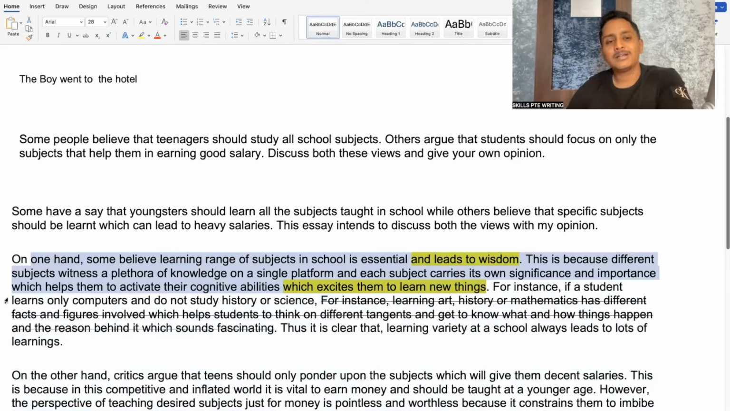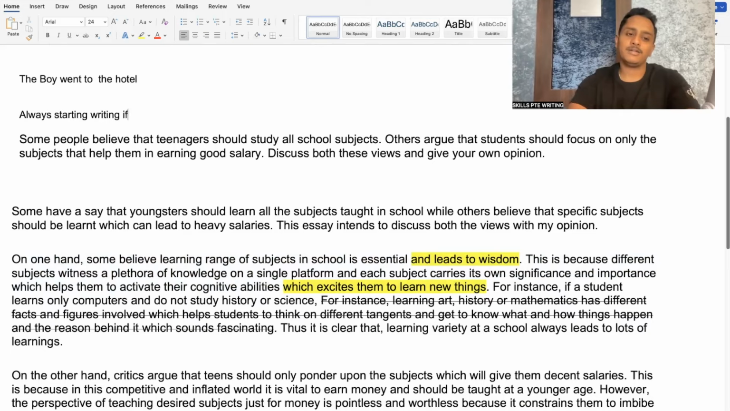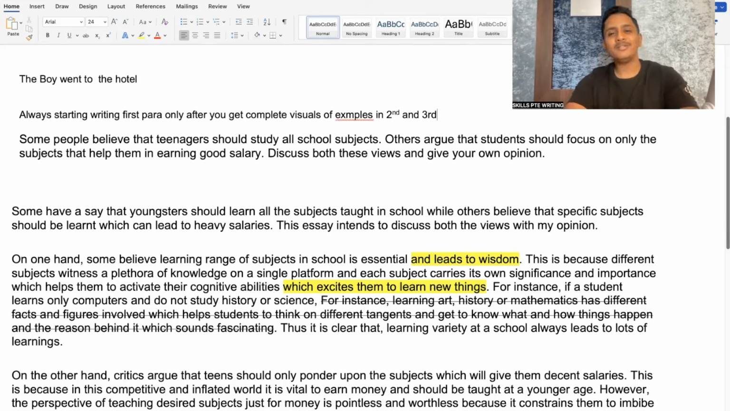Always start writing only after you get the clarity of example. I repeat it. Always start writing the first para only after you get complete visuals of examples and the second and third para. That's how I do it. So then I'll be confident, stress-free. I can enjoy writing. Otherwise, while writing the first para, my mind will be thinking, second para, what to write? Example is so difficult to write. Once you get the clarity, once you have an instance, for instance, complete, this is what I'm going to write.